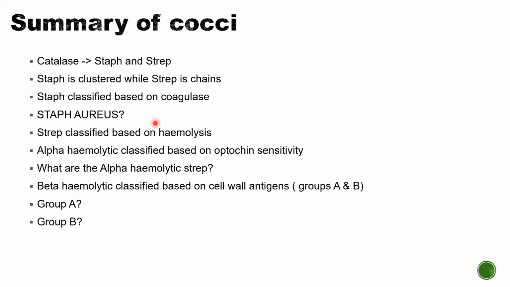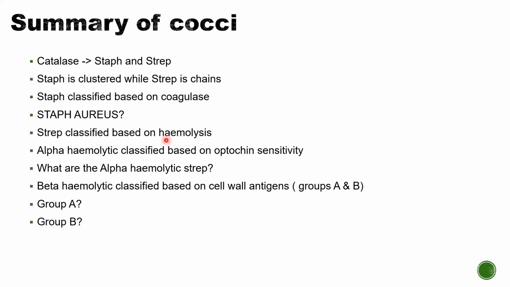Okay, so this is basically a summary of what we discussed. First thing, catalase. Catalase positive means staph. Catalase negative means strep. Staph is in clusters. Strep is in chains. Remember, strep kids are taking a trip. Staph is classified based on coagulase. Staph aureus, is it coagulase positive or negative? Positive, yes. Now, strep, on the other hand, is classified based on hemolysis.